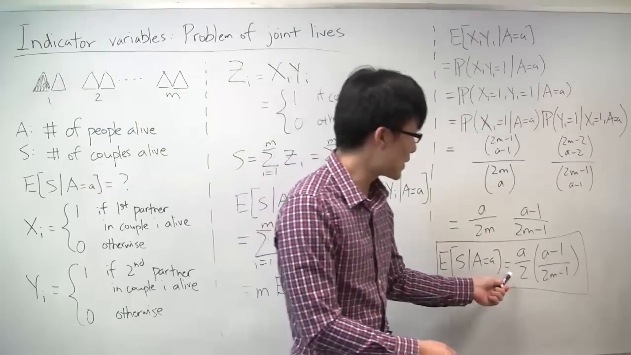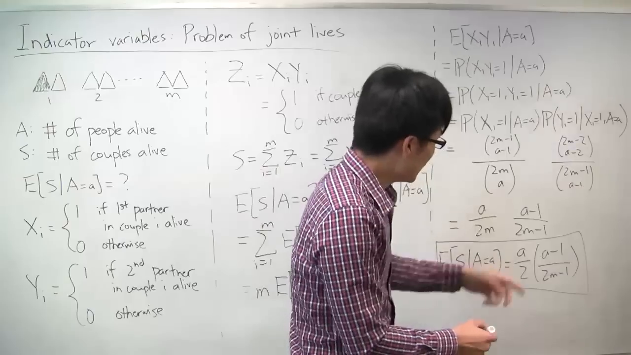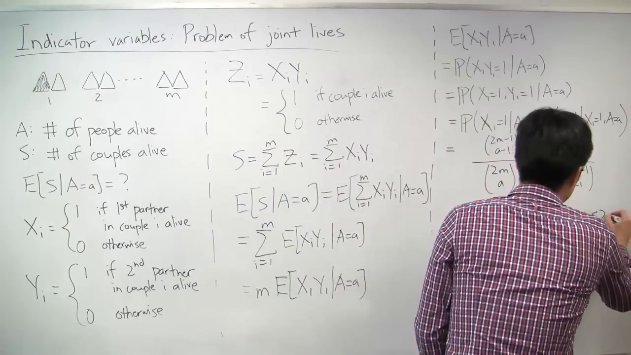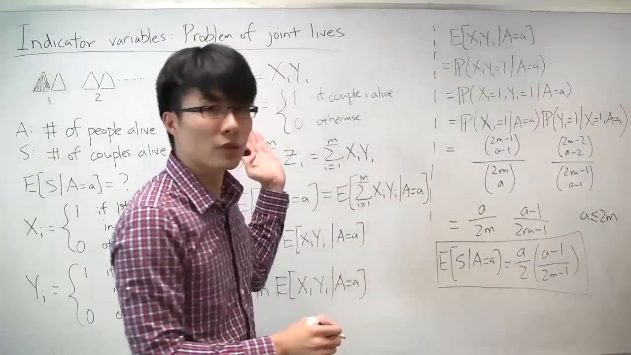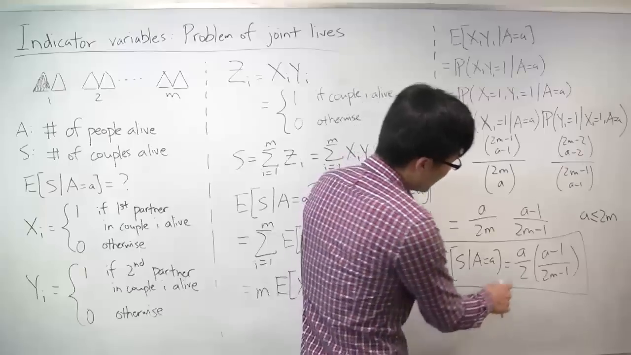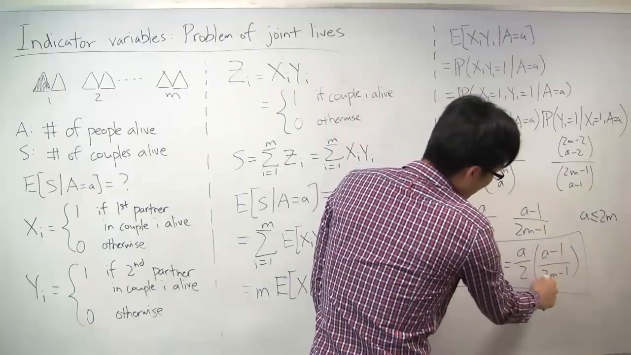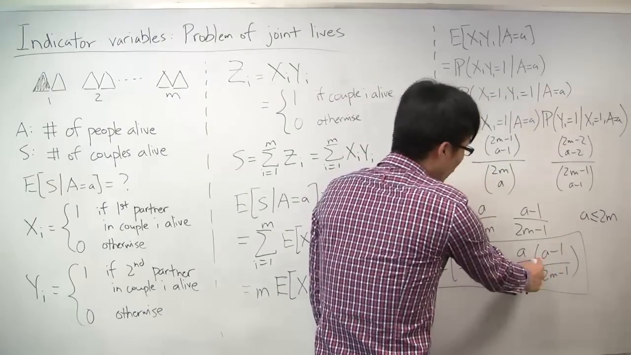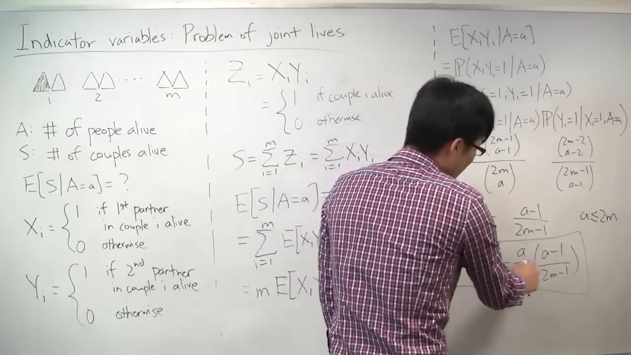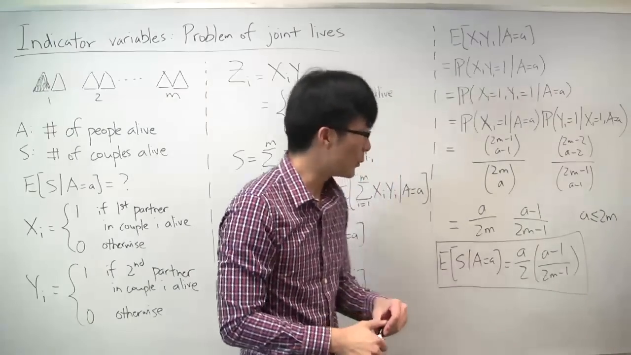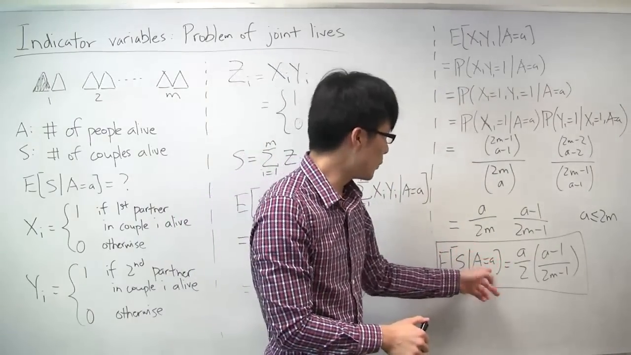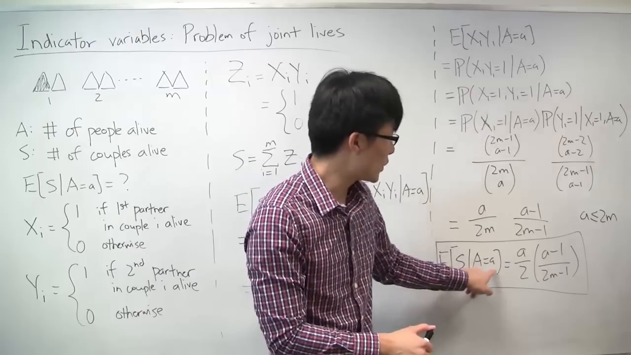Now, let's make sure that this actually makes sense. Well, we know that a is no more than 2m, right? Because there were 2m people to begin with, so the number of people who are still alive can be no more than 2m. And so because of that, this thing here is going to be no greater than 1, which means that this conditional expectation, the answer that we're looking for, is going to be no more than a over 2. And so this is just a sanity check to make sure that our answer is correct. That makes sense because if you have a people, there's no way that you can have more than a over 2 couples.